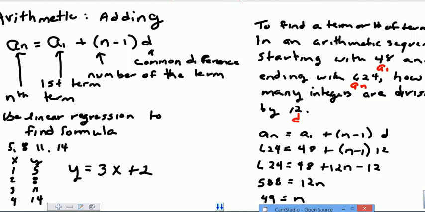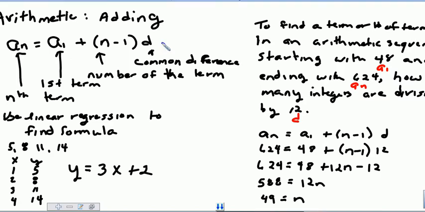If I need to find a particular term or number of terms in a sequence, I'm going to use this equation. a sub n is equal to a sub 1 plus parentheses n minus 1 times d. You need to make sure that you understand what each one of those letters stands for. This formula is on your review sheet, so you do not have to worry about memorizing that.